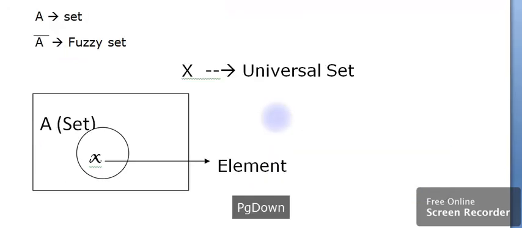Okay. So next see this. Here X is a universal set. As I told you earlier, A is a classical set, whereas the bar indicates a fuzzy set, right? In this universal set X, there is a set A. Within this there is an element x. So x is an element of this classical set A, and this classical set is a part of this universal set X.